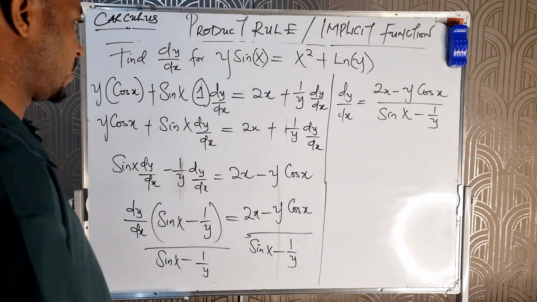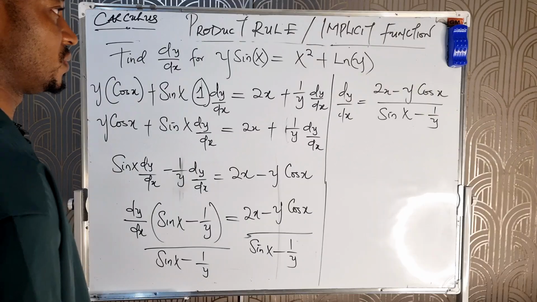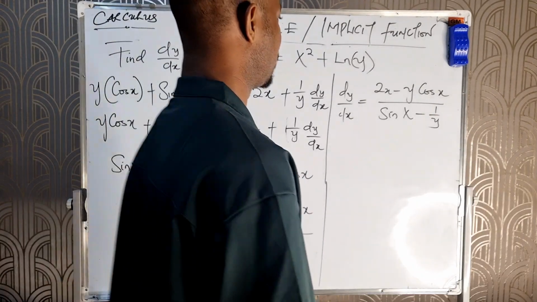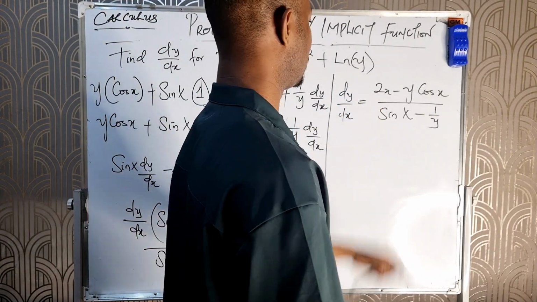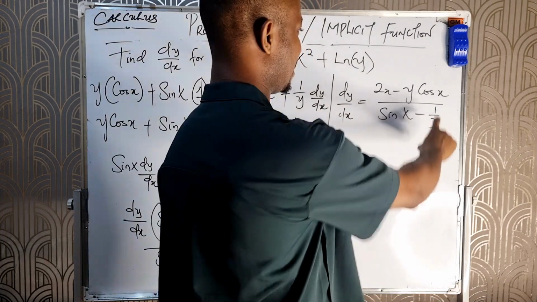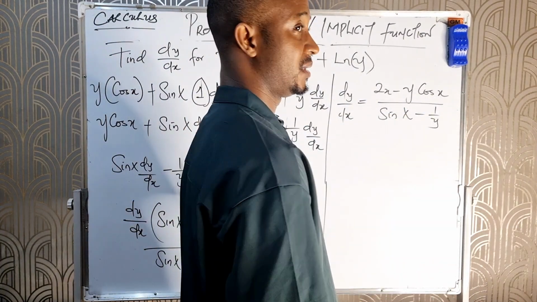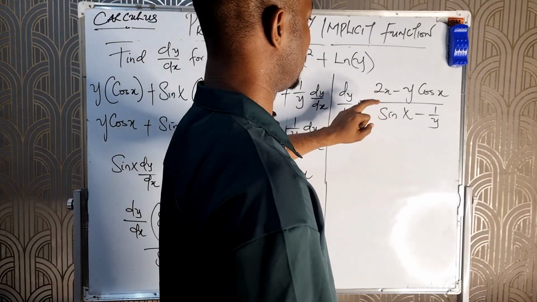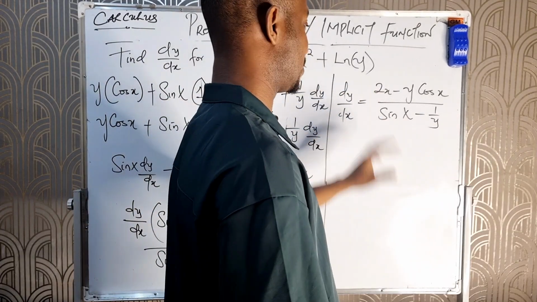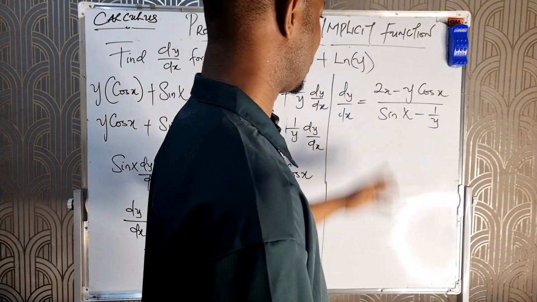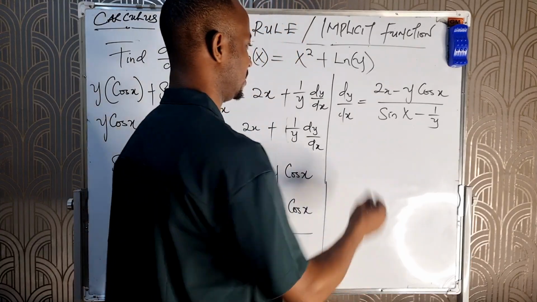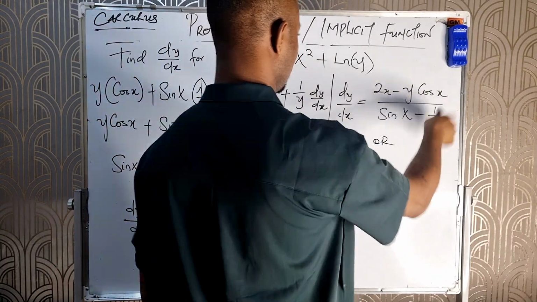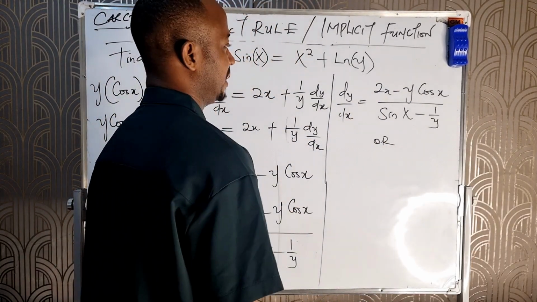Okay, so we can either stop here, or I can decide to also multiply both the numerator and the denominator by y, just to cancel out this term here. I can just stop here, but let me multiply through and see. I can multiply through by y.